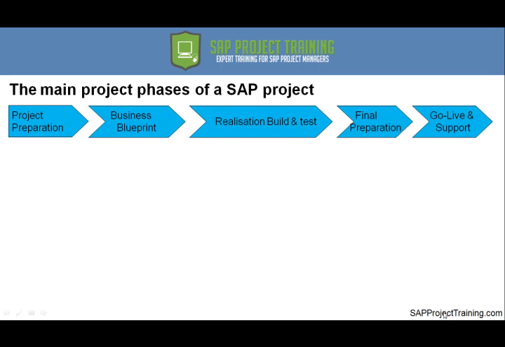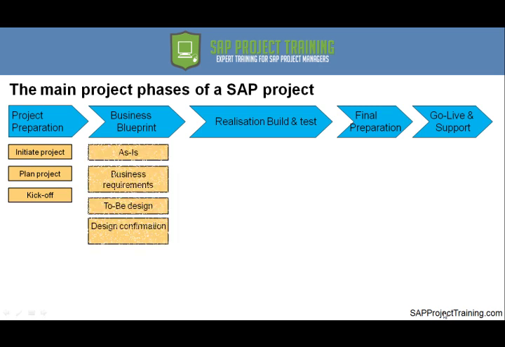So the main methodology for implementing SAP is that we have a number of project phases, starting with project preparation, going into business blueprint, realization, build and test, final preparation, and go live and support. Under each phase, we have a number of key activities. In project preparation, we'll be initiating our project, planning our project, kicking it off.